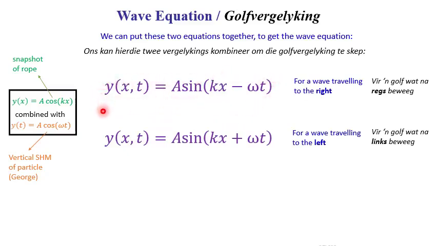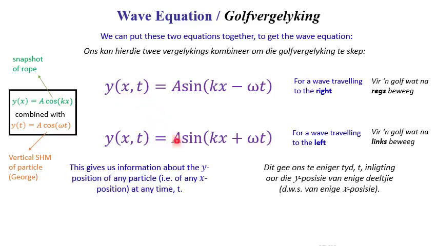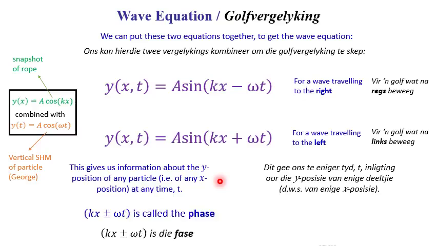This is telling us the y position of any rope particle, i.e. for any x position along that rope at any time. There we go. This gives us the information about the y position of George or Tembakazi or Shahida at any time. A new bit of vocabulary for you: in these brackets over here, this is called the phase of the wave equation. And just a reminder that the wave number is 2 pi over lambda and the angular frequency is 2 pi over the period.